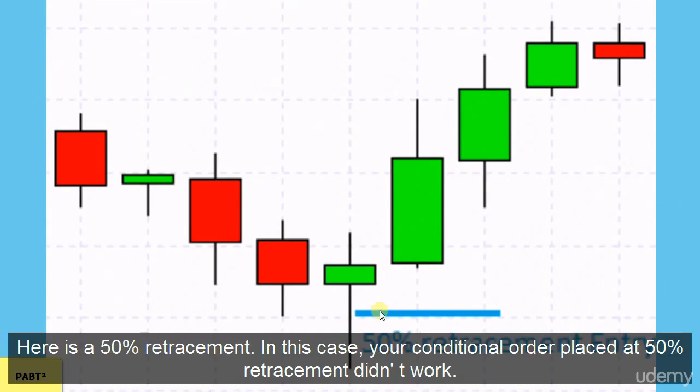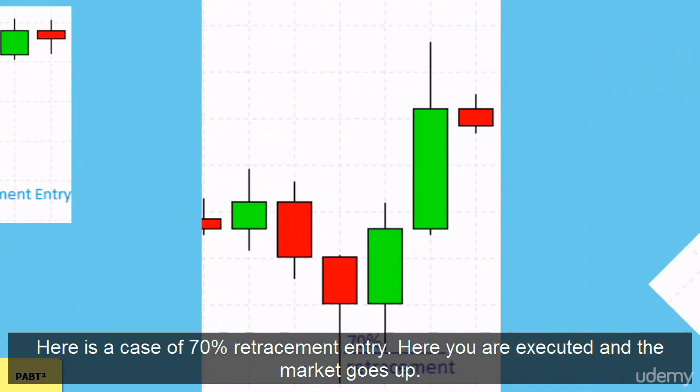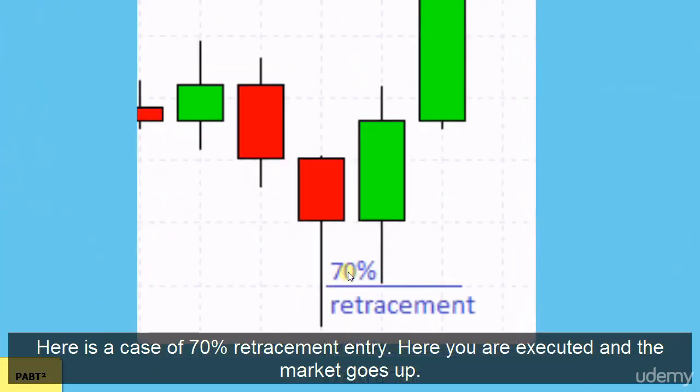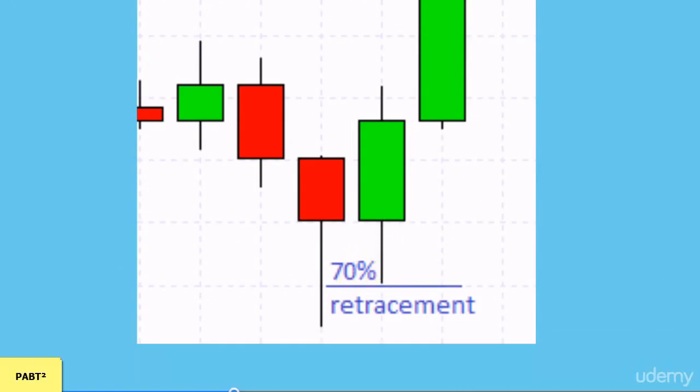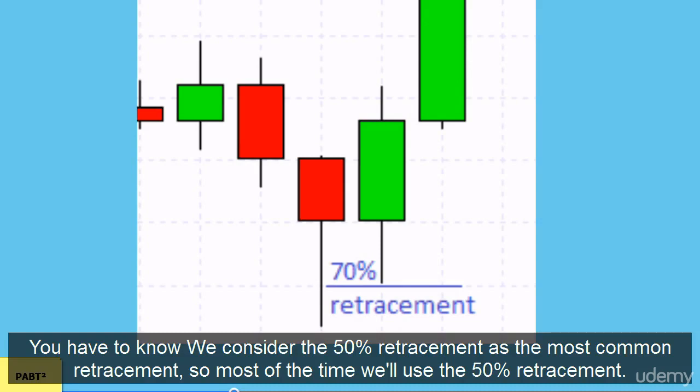So here is another 50% retracement. So in this case, your conditional order placed at 50% retracement didn't work. So here is a case of 70% retracement. So here you are executed and the market goes up, okay? You have to know we consider the 50% retracement as the most common retracement, okay? So most of the time we will use the 50% retracement.